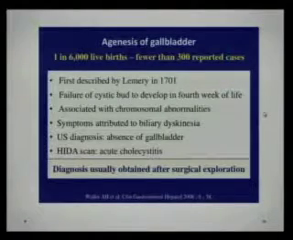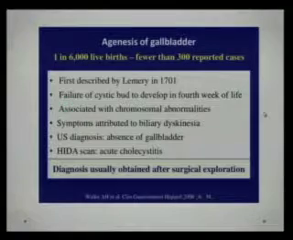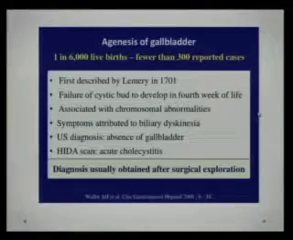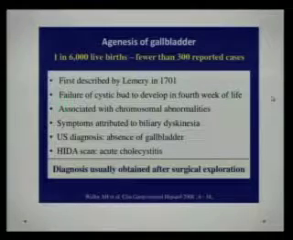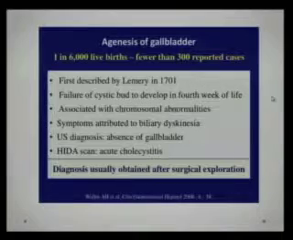Agenesis of the gallbladder. It occurs in 1 in 6,000 live births, and fewer than 300 cases have been reported in history. It was first described in 1701, failure of the cystic bud to develop in the 4th week of life. That is the congenital anomaly. It is associated with a variety of chromosomal abnormalities, and the symptoms are attributable to biliary dyskinesia. Ultrasound diagnosis is non-visualization of the gallbladder.